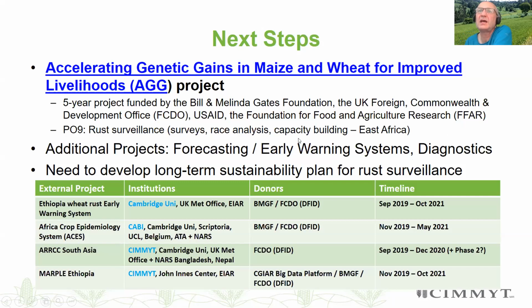So this will allow us to continue with the surveys, the race analysis, but also to keep building the capacity in East Africa. There's also several other, I think, relevant additional projects. So these are very much around the forecasting, early warning systems, and also the diagnostics. So I put a list of these projects that we're involved with. And I think these are really building on the surveillance and race analysis work.